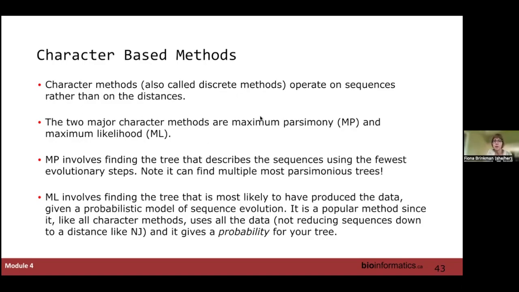So there are two main character methods: maximum parsimony and maximum likelihood. Maximum parsimony involves finding the tree using the fewest evolutionary steps, and it can find the most parsimonious tree.